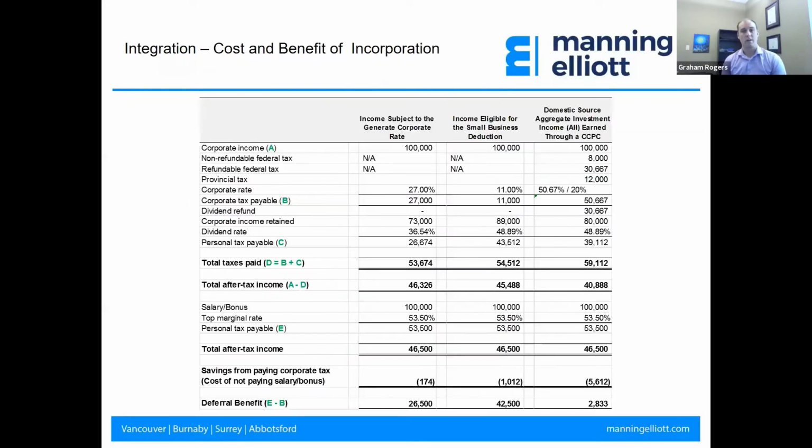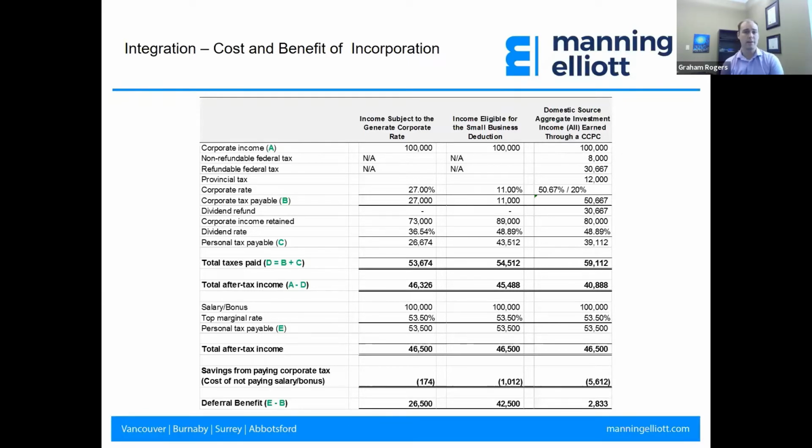So to demonstrate the cost and benefit of having a corporation, this slide shows three different scenarios of having $100,000 of income go through a corporation versus earning it personally. The first column is a corporation that earns income at the general rate of 27%. So in this example, the corporation would pay $27,000 in tax, and the remaining $73,000 is then paid to the shareholder at the lower eligible dividend rates.